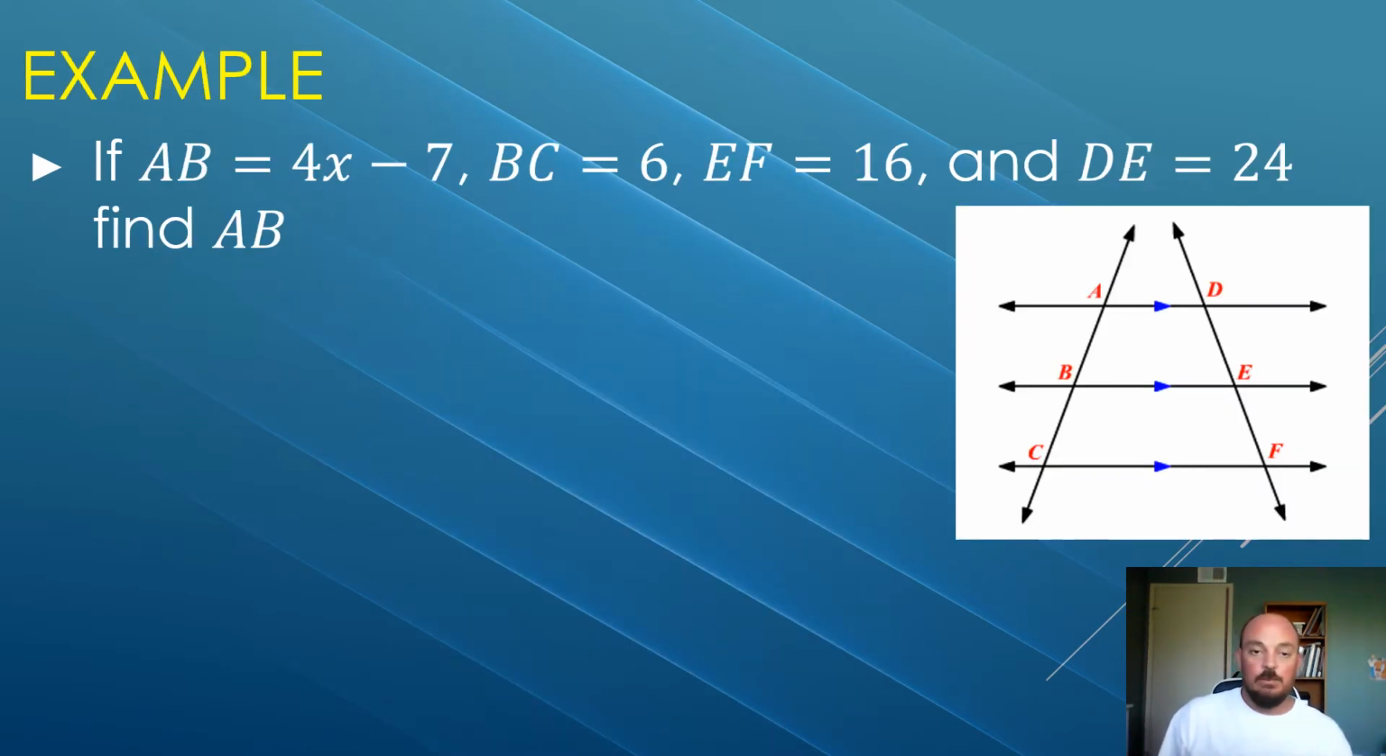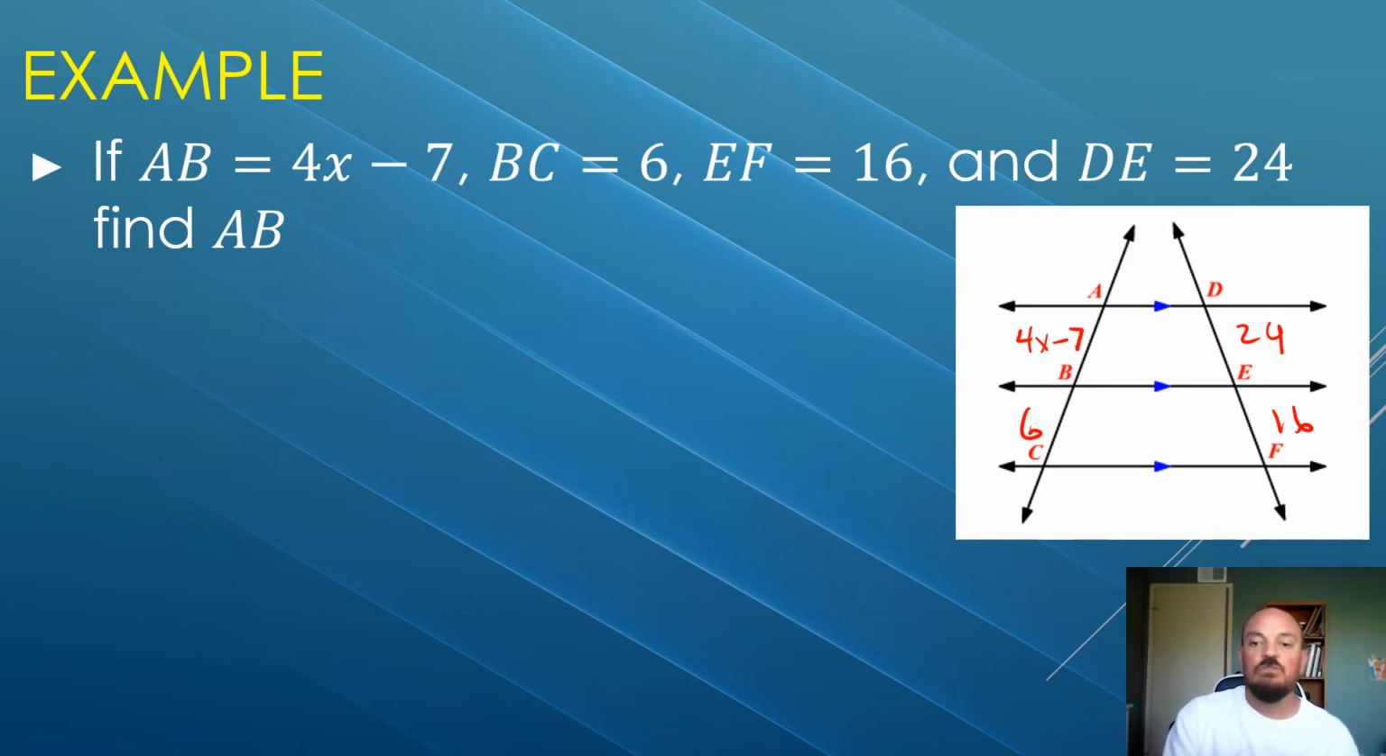So let's do a new example here. Let's fill in all the information I gave you. AB is 4x minus 7. That goes right here. BC is 6. That goes down here. EF, this one down here on the bottom, is 16, and DE is 24. Let's find AB, which means, first of all, let's solve for x.